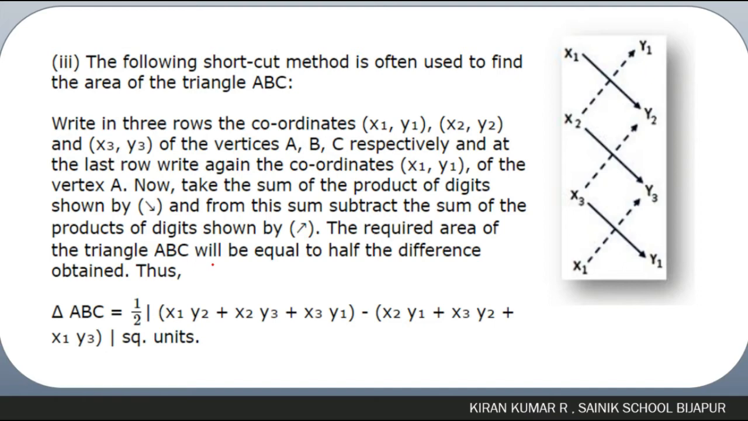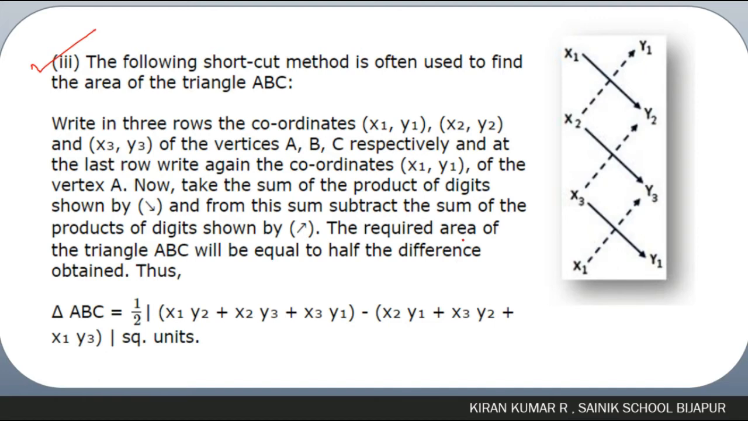The required area of the triangle ABC will be half the difference obtained here: x1 y2 plus x2 y3 plus x3 y1 is being added, minus x2 y1 plus x3 y2 plus x1 y3. When we take the absolute value of the difference and multiply with half, we will get the area of the triangle ABC. This shortcut method also can be used in finding the area.